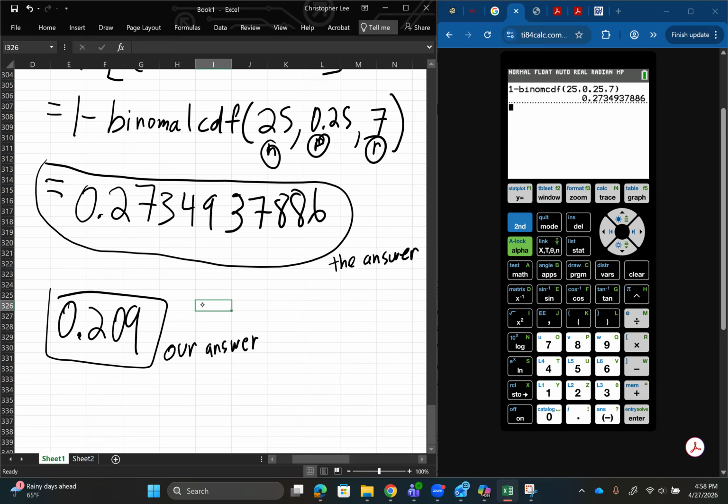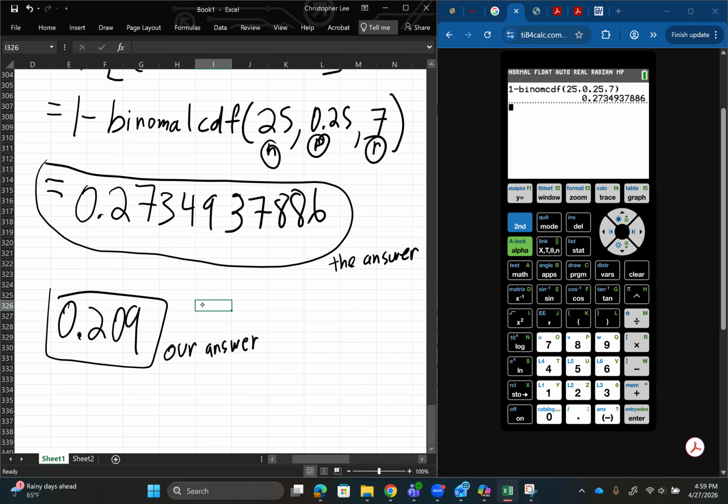Not bad, right? When we did the normal approximation, it came out to 0.209. But the actual answer we got was 0.27349, etc. It's okay. But to be honest with you, I feel like I could do better. Right? I feel like we could do better than this. All right. So here's something that you're missing, right?